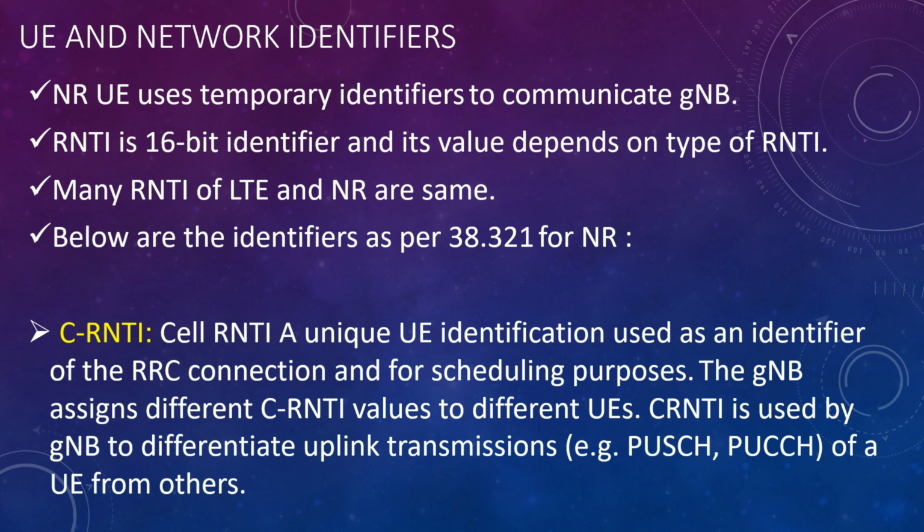So the first one we can say is C-RNTI, that is Cell RNTI. It's a unique UE identification that is used as an identifier for the RRC connection and for scheduling purposes. So for this particular reason, the gNodeB assigns different C-RNTI values to different UEs. C-RNTI is used by the gNodeB to differentiate the uplink transmission, like PUCCH or PUSCH, of a UE from others.